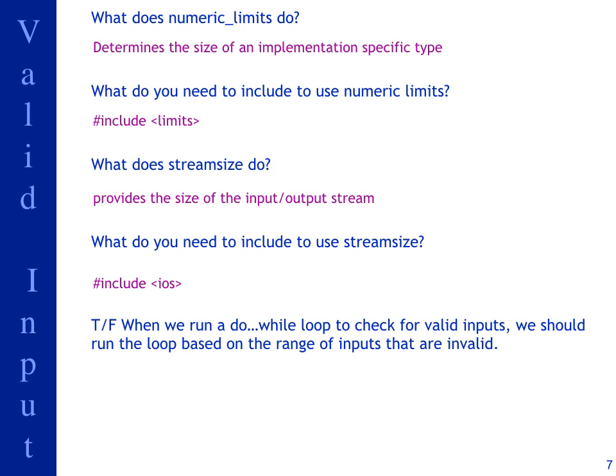True or false? When you run a do while loop to check for valid inputs, we should run the loop based on the range of inputs that are invalid. In other words, if the input was invalid, we should stay in the loop. When the input is valid, then we get out of the loop. Right, this is true. That's how we process that.